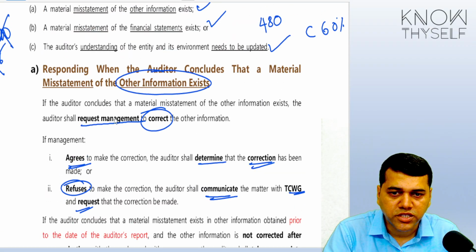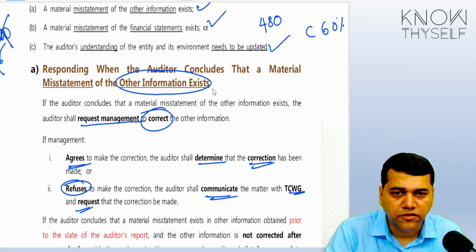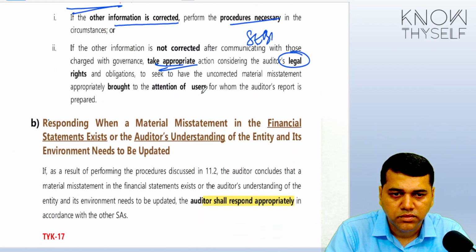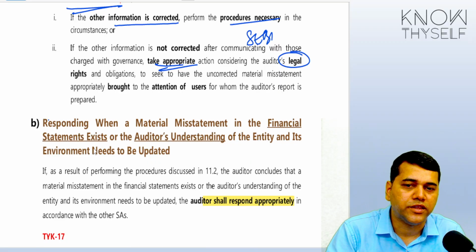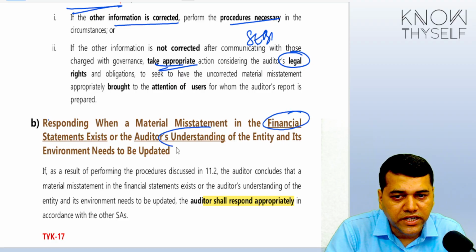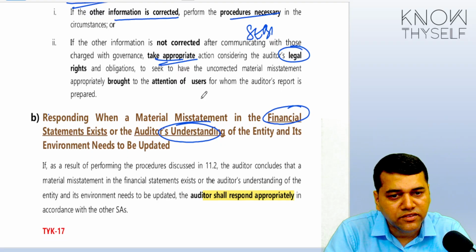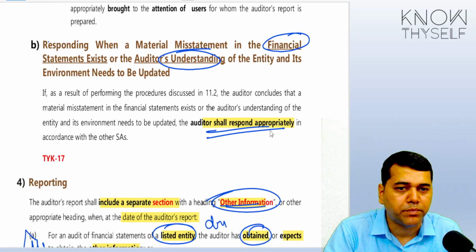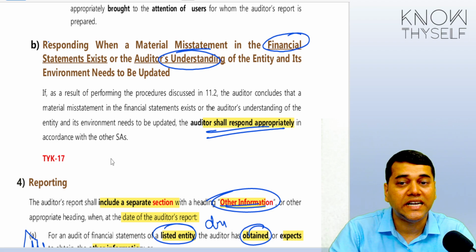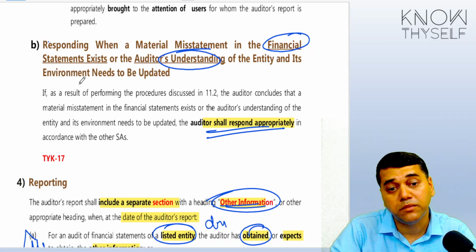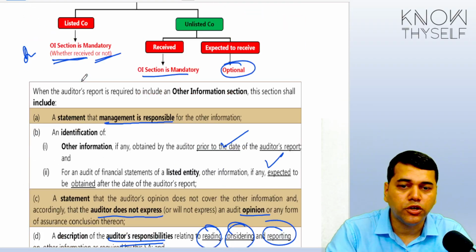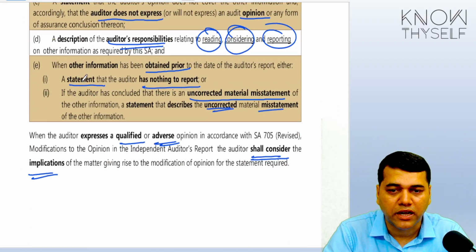Okay, so when a material misstatement exists in the other information, you have to correct it. But somewhere they have told here, responding when the material misstatement exists in the financial statements or the auditor's understanding. In that case, you have to respond appropriately. I think at the end they are going to tell us, because what if there is a material misstatement totally not connected with the financial statements? Then we are going to talk about the reporting. So these are all the aspects you need to have in the reporting.